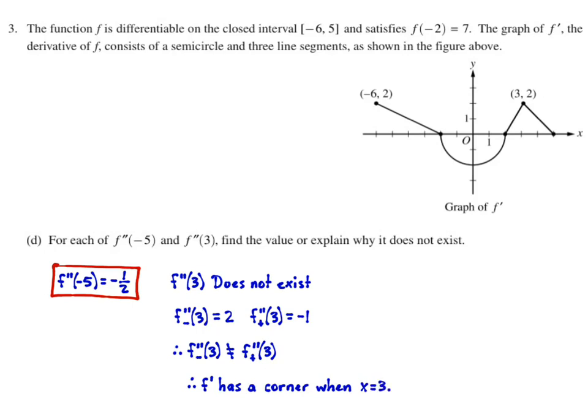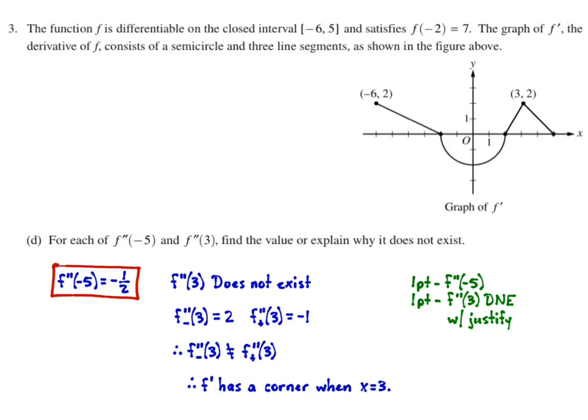So in terms of points, you're going to get 1 point for figuring out f double prime of negative 5. So this answer here. You're going to get 1 point for f double prime of 3 does not exist with your justification. So your justification should include the left-hand derivative, the right-hand derivative, and because they're not equal to each other, f prime has a corner, and therefore f double prime does not exist. So that is part D of this FRQ.